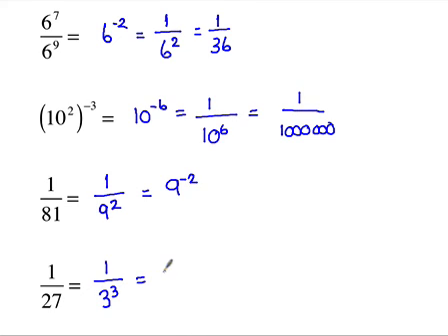With this one, 1 over 27, well, 27 I know I can make using 3 cubed. So just to write it out using negative indices, because it's 1 over, I know it must be 3 to the power of minus 3.